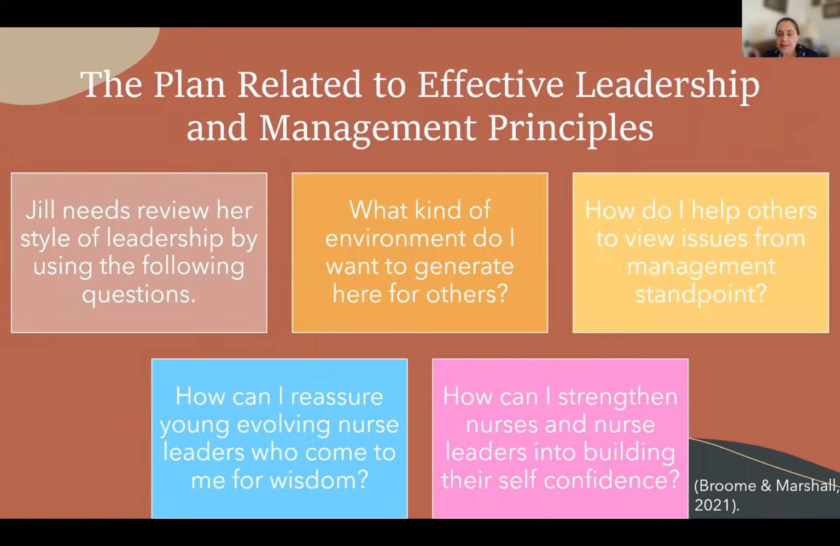The plan related to the effective leadership and management principles. Jill needs to review her style of leadership by using the following questions. What type of environment do I generate here for others? How do I help others view issues from a management standpoint? How can I reassure young evolving nurse leaders who come to me for wisdom? And how can I strengthen nurses and nurse leaders in building their self-confidence? Broom and Marshall, 2021.